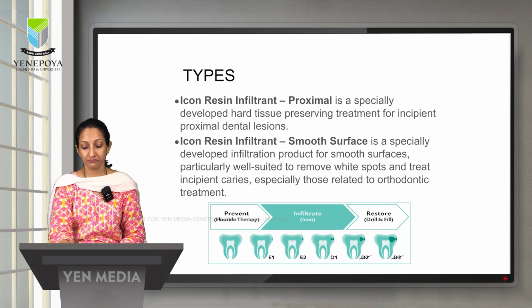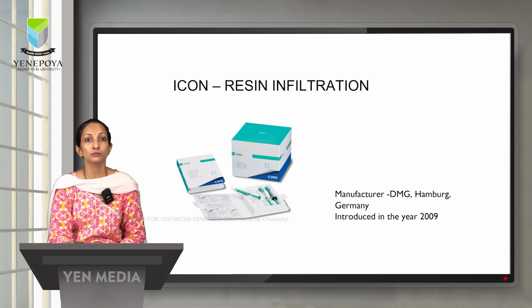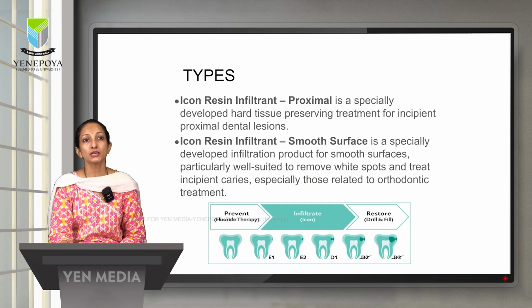Now, this is the product that we use or the material. It is the Icon resin infiltration material. Now, there are two types, the Icon resin infiltrant proximal and the Icon resin infiltrant smooth surface. The proximal is a specially developed hard tissue preserving treatment for incipient proximal lesions, whereas the smooth surface is a specially developed infiltration product for smooth surfaces, particularly well suited to remove the white spots and treat incipient caries, especially those related to orthodontic treatment.